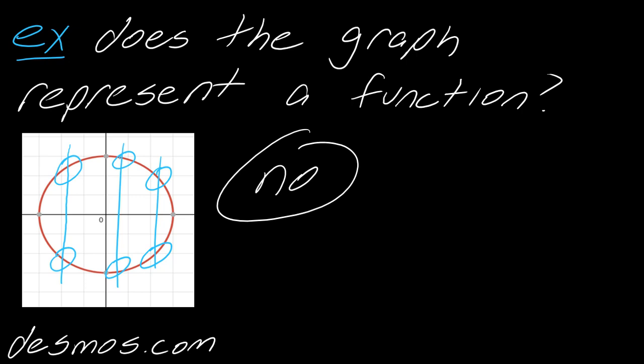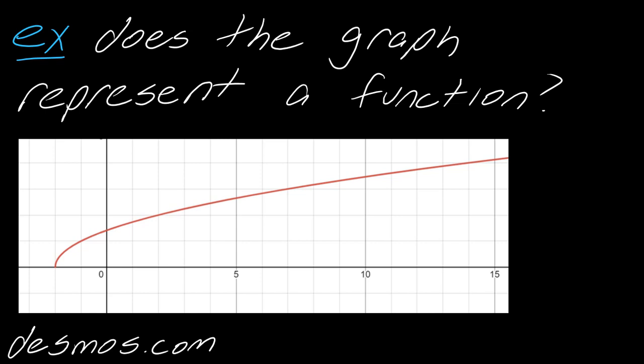So the vertical line test is actually a pretty easy thing to use, once you understand what it says. So maybe pause here for a second and look at this second one. Does this graph represent a function? So yes, this one definitely does. If I draw all these vertical lines, they're only going to intersect once. So yes, this is a function.